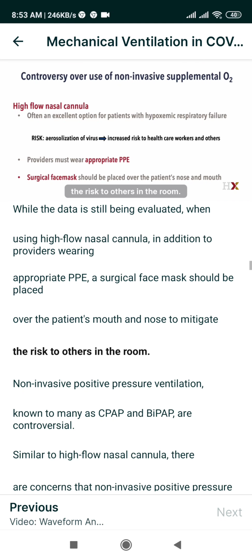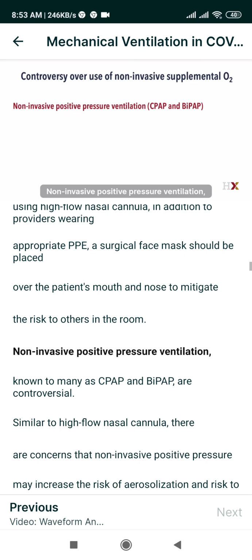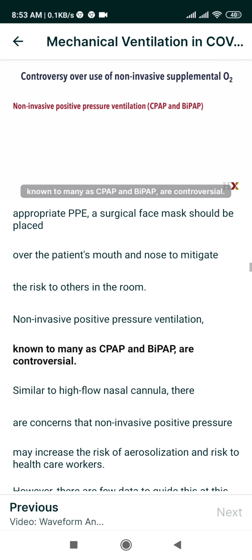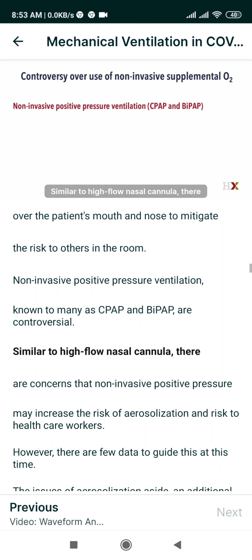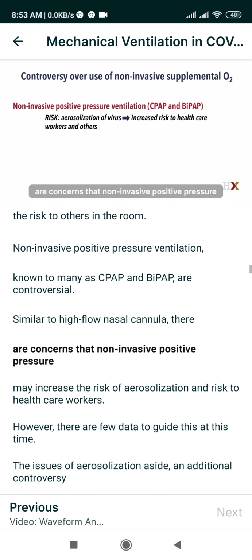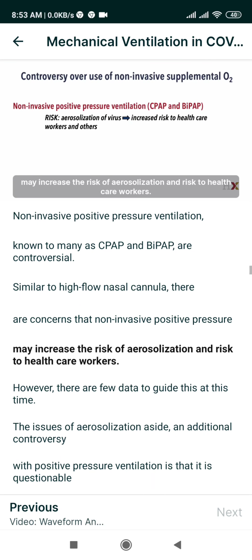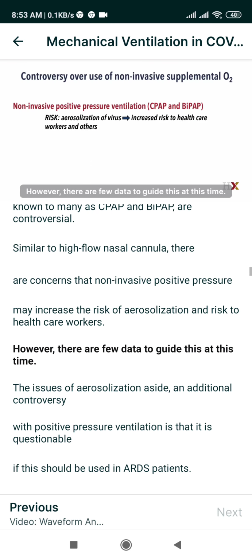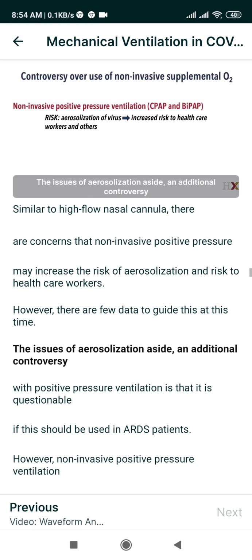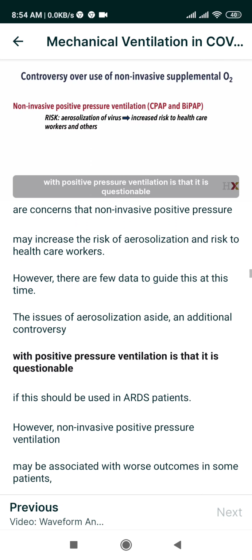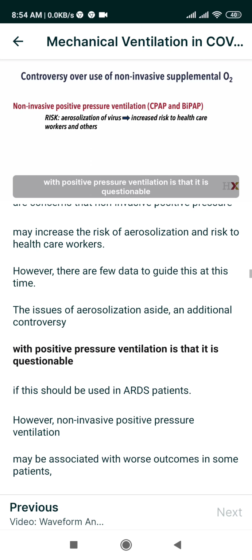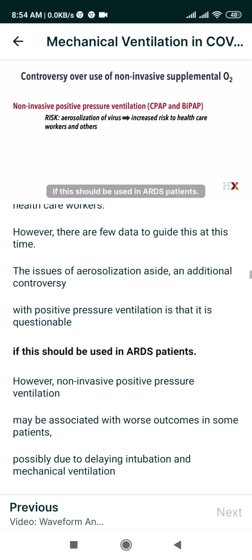Non-invasive positive pressure ventilation, known to many as CPAP and BiPAP, is controversial. Similar to high-flow nasal cannula, there are concerns that non-invasive positive pressure may increase the risk of aerosolization and risk to healthcare workers. However, there are few data to guide this at this time. The issues of aerosolization aside, an additional controversy with positive pressure ventilation is that it is questionable if this should be used in ARDS patients.